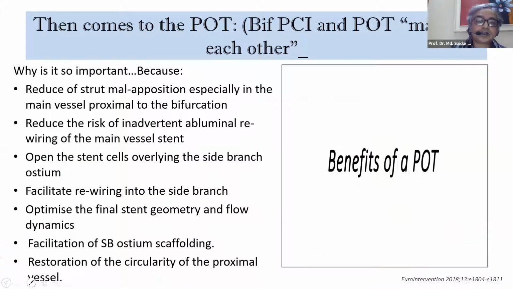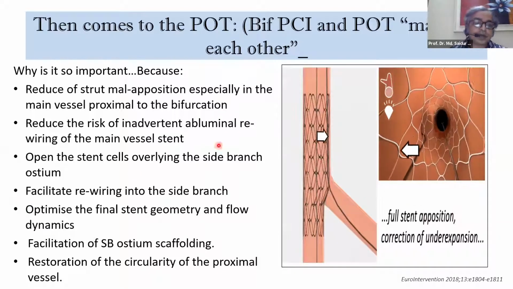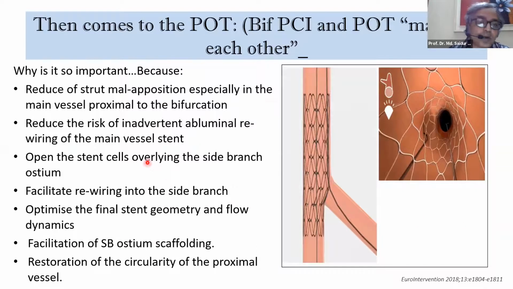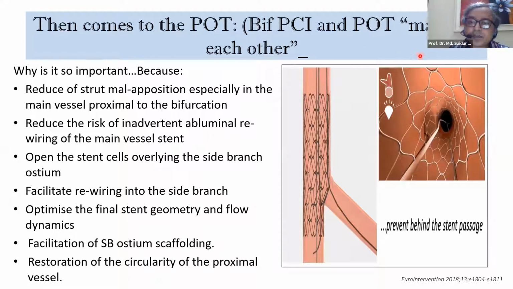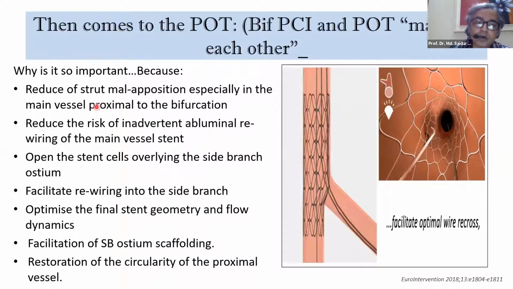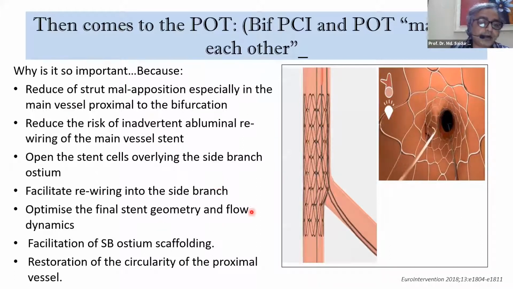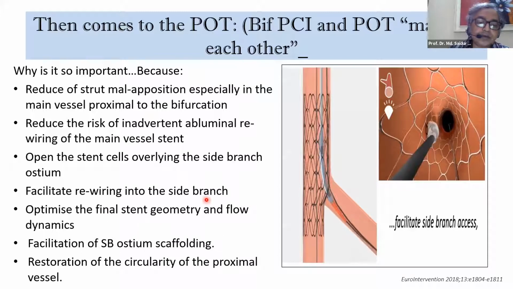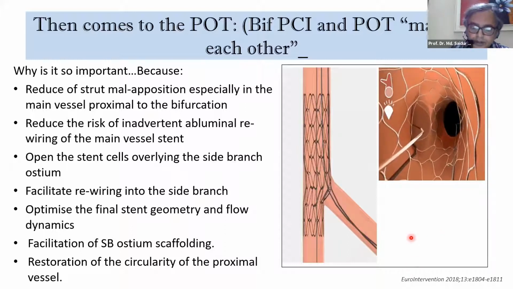Then comes the proximal optimization technique. It's a video, it's a slow video. At the same time I'm telling why POT is important, because POT is such a thing that the bifurcation PCI and POT are like made for each other. It reduces the strut malposition, especially in the main vessel proximal to the bifurcation, and it also facilitates the rewiring into the side branch, which is also very important, and also of the proximal vessels, which we can see here.